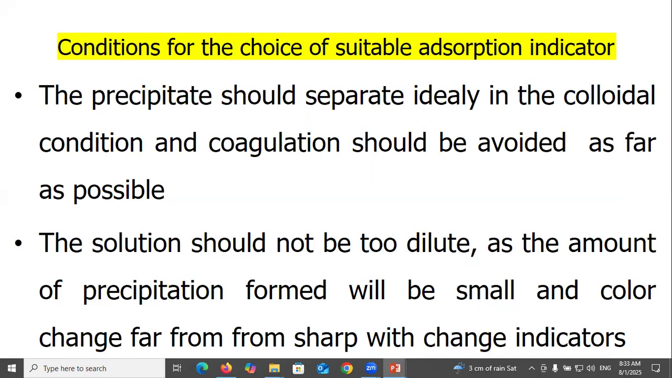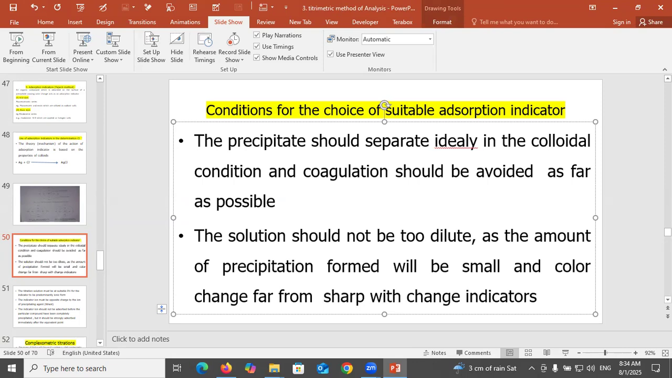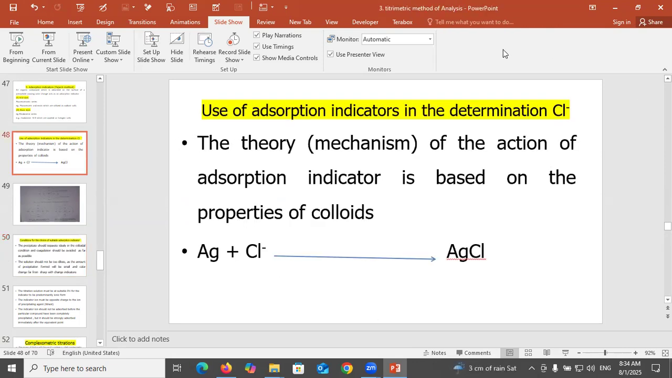Conditions for the choice of a suitable adsorption indicator. The precipitate should separate ideally in the colloidal condition, and coagulation should be avoided as far as possible. The solution should not be too dilute, as the amount of precipitate formed will be small and the color change far from sharp with the indicator.